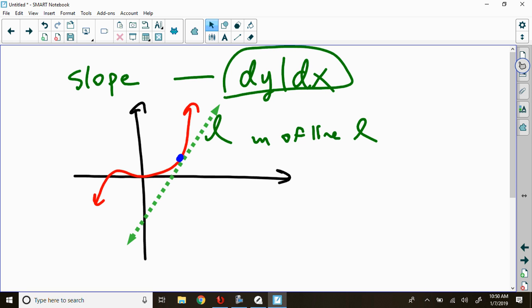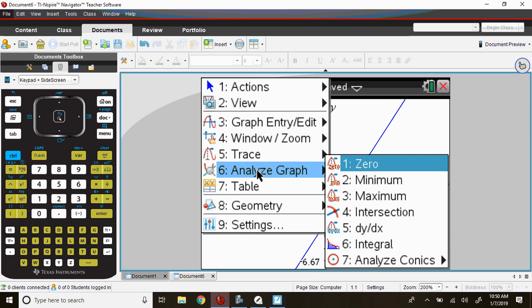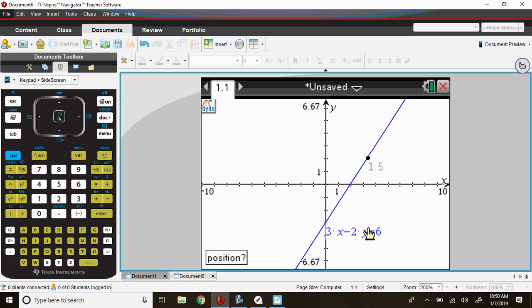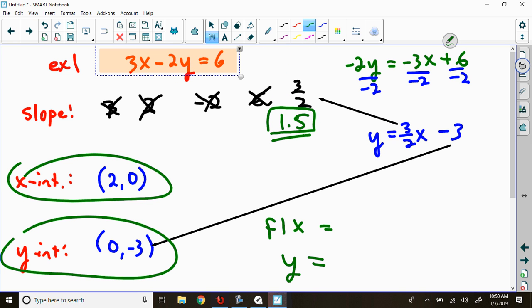Good thing for us, on the calculator, if you press menu and go back to analyze graph, you'll notice there's a dy dx. The calculator can tell you the slope of a line. Dy dx, and you'll notice the number 1.5 appears. That's the slope. It's asking you for a position, but a line has the same slope no matter where you go. If I use my directional pad and move, the slope's always going to be 1.5 because for a line, the slope never changes. Now keep in mind, I would expect you to write that as 3 over 2. This is varsity math, and we don't like decimals in here.